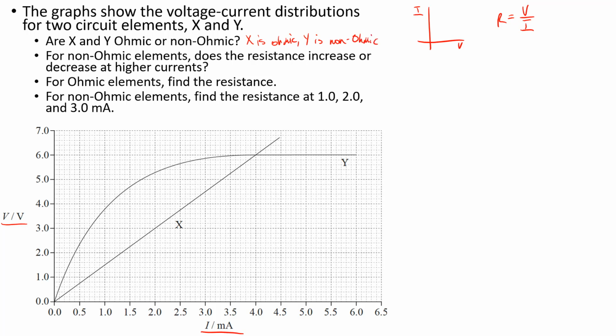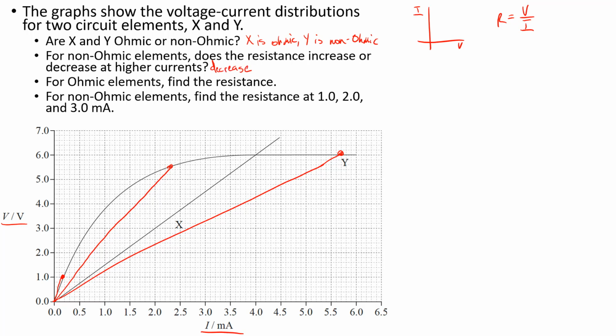For the non-ohmic elements, does the resistance increase or decrease at higher currents? Okay, so our non-ohmic element is Y. So we start out with some resistance like this. And as we go on, that line is not quite as steep. So that means we're getting less voltage per unit current, so our resistance is going to decrease. The resistance decreases over time.